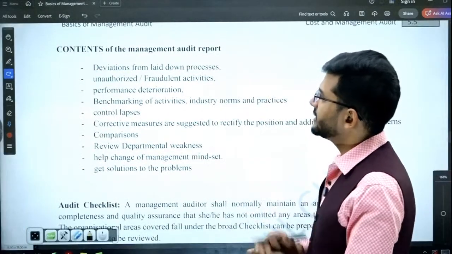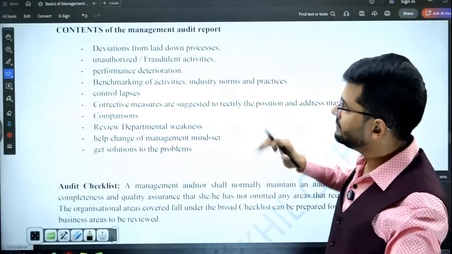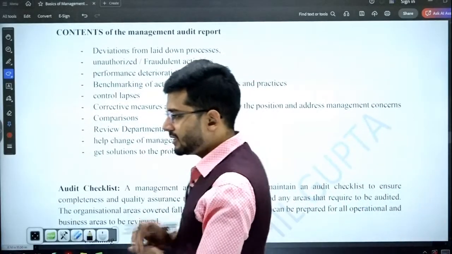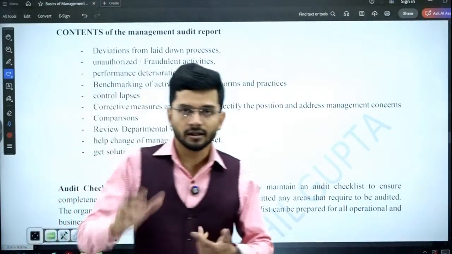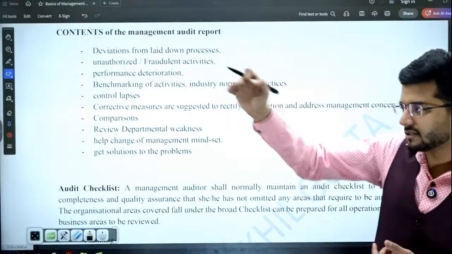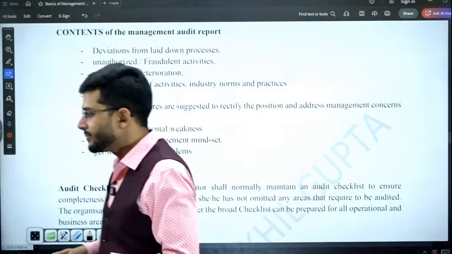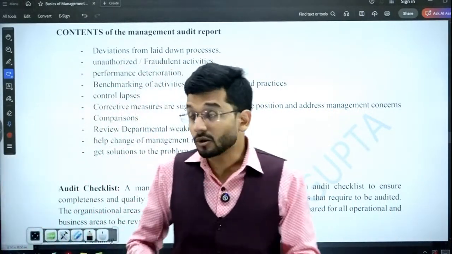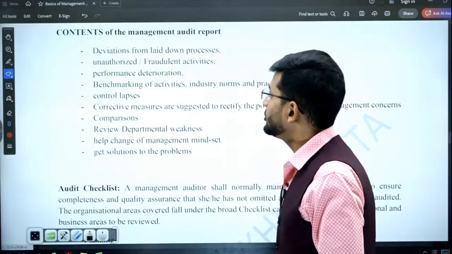Okay, so now what can be the contents of the management audit report? What can be the effective things which can be written in a management audit report, the things on which the management auditor is reporting? What can be those important things? So what can be the contents of the management audit report?